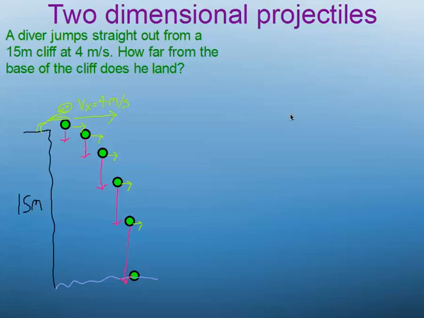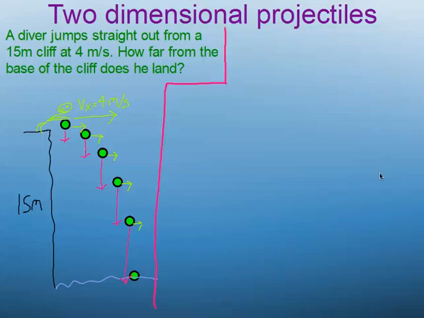Here's a quick sketch of the problem. We've got our diver jumping straight out to the side, which means his velocity in the x direction is 4 meters per second. If I draw kind of a simulation of where he ends up going using these circles, immediately his velocity in the y direction starts getting faster and faster, which is what I drew here with these velocity vectors. However, in the x direction, we know that his velocity is going to stay right at 4 meters per second throughout the entire flight.